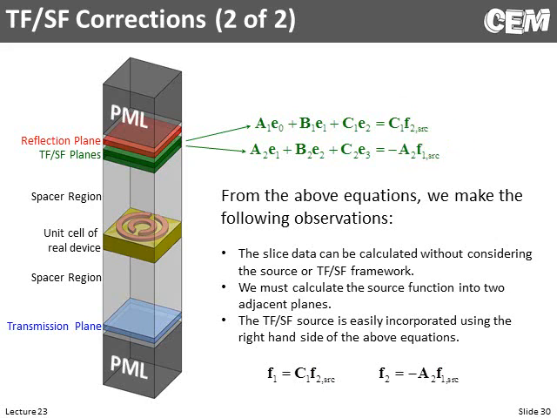And so for a total field scattered field source, we end up having to modify 2 slices, the 2 that are spanning that interface, and we use the slice data to calculate those column vectors that need to be on the right-hand side. So the procedure here is we'll calculate the source in the first slice, calculate the field in the second slice, use the slice data then to calculate the source terms F1 and F2 that we then insert as the slice data into the slices spanning the interface between the total field and scattered field.